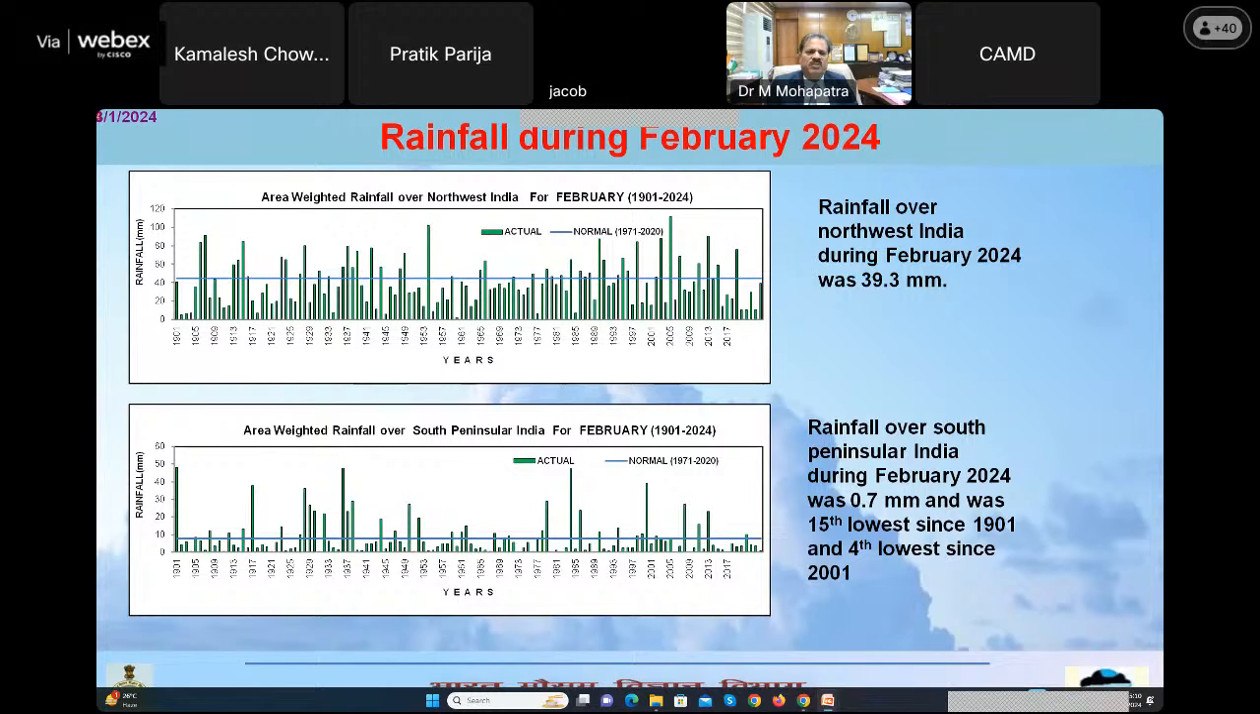Now let us look at the area-weighted rainfall over Northwest India, which is very important in the winter season. We find that it was 39.3 millimeters this year, which is just below normal. About February, if you look, you will find that for the country as a whole it was 0.7 mm, which was the 15th lowest since 1901 and the 4th lowest since 2001. So rainfall activity was significantly less for the country as a whole.